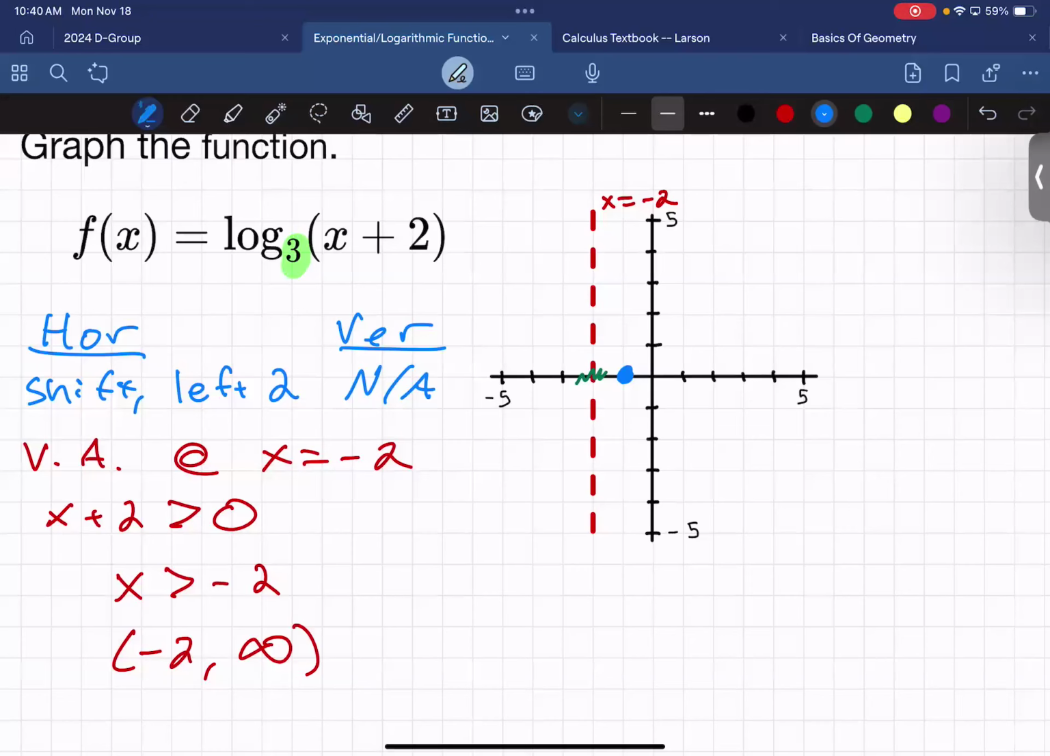But from here, this is where our base becomes important. Okay, our base tells us that we should be going upwards. So this is going to be 3. And then the next one is going to be somewhere out at 7, right? So that's going to be our 9. Where am I getting that from? 3 squared and 3 to the first power. But because we're dealing with a logarithm, we're going up and to the right now, okay?